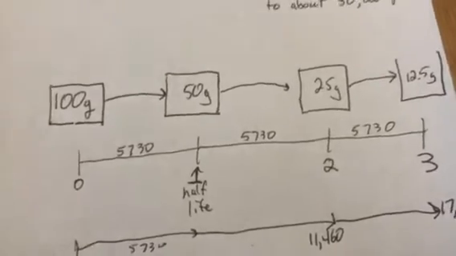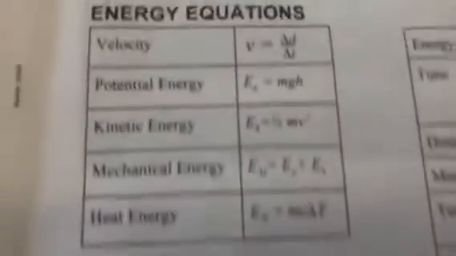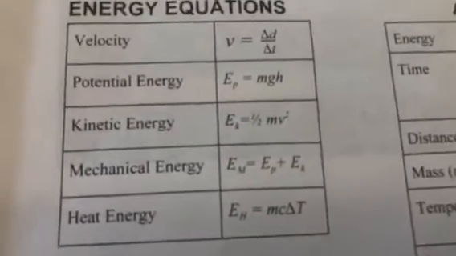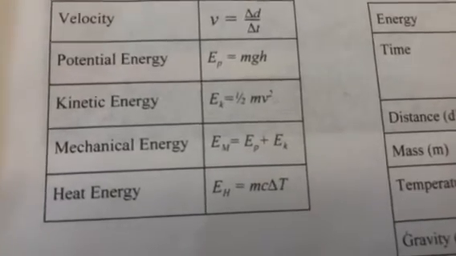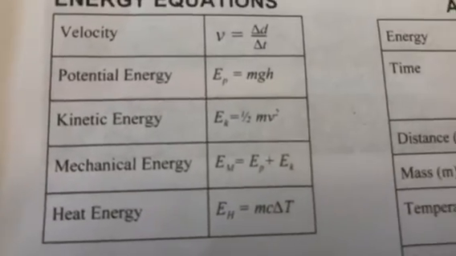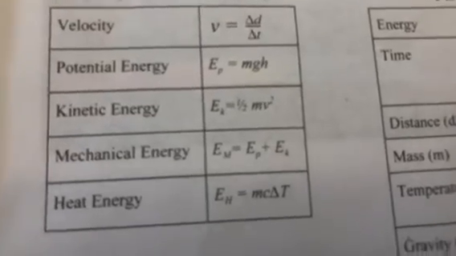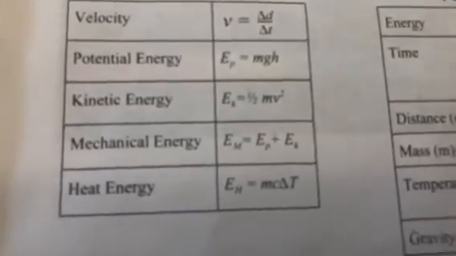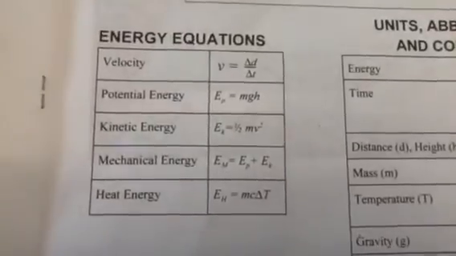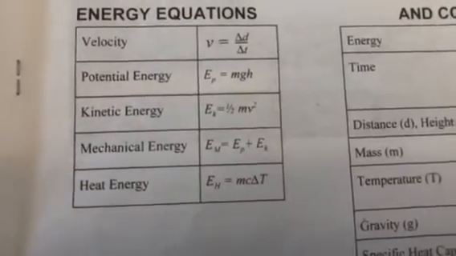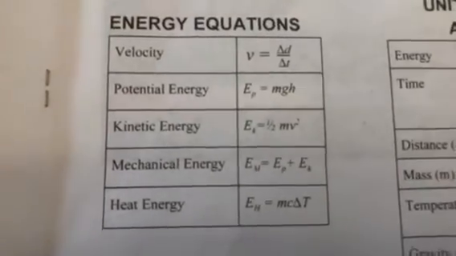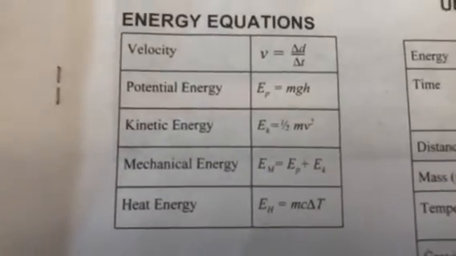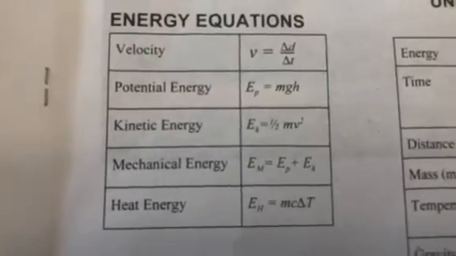Well, on to nuclear equations. Here we go. So, see what's here, energy equations. See what's here and what is not here. Okay, there's no E equals h nu, there's no E equals mc squared. It's potential energy, it's kinetic energy, mechanical energy is defined there for you. And heat energy. Energy is the mass times the heat capacity times the change in temperature. These are the equations, and there will be at least one of each on the test.